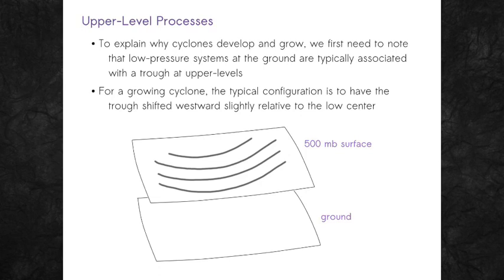Now for a growing system, the way this is going to work is that the low pressure center at the ground is always going to be shifted a little bit eastward from the trough at upper levels. So for instance, we might have our low pressure center at the ground over here, right? So the trough is over here, and we've got the low pressure center shifted eastward of the trough. And of course, our low pressure center has the cold front extending more or less southward, and then the warm front extending more or less eastward, and then maybe we'll draw on a couple pressure contours here as well.